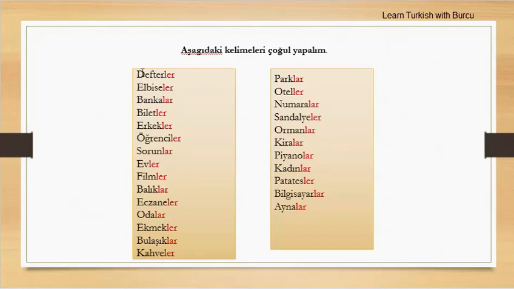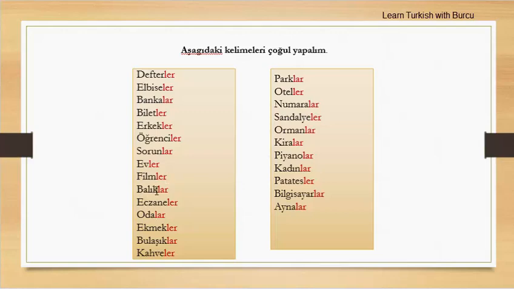Defter, defterler. Elbise, elbiseler. Defter means notebook, okay? Elbise, dress, elbiseler. Banka, bank, bankalar. Bilet, biletler. Bilet means ticket. Erkek, it means boy. Erkekler. Öğrenci, it means student. Öğrenciler. Sorun, it means problem. Sometimes it means matter. Sorunlar. Ev. It means house or home, depending on the context. Evler. Film. Filmler.